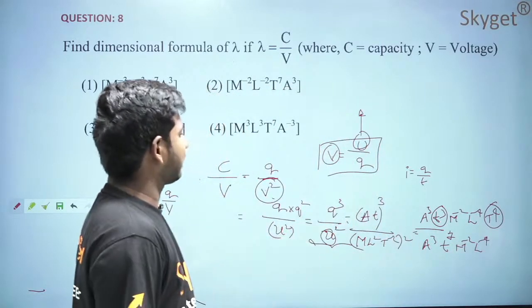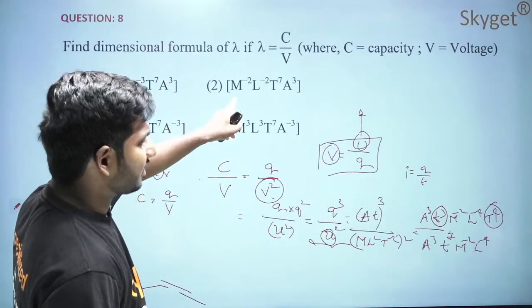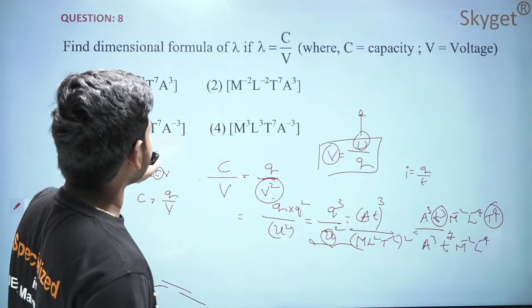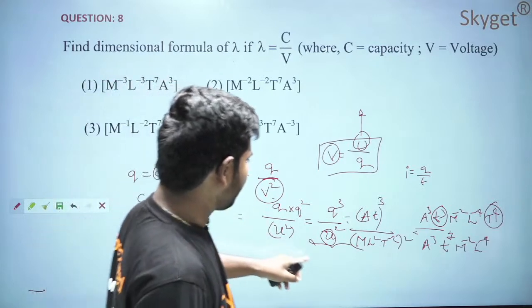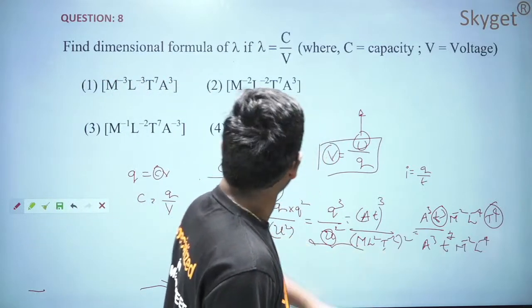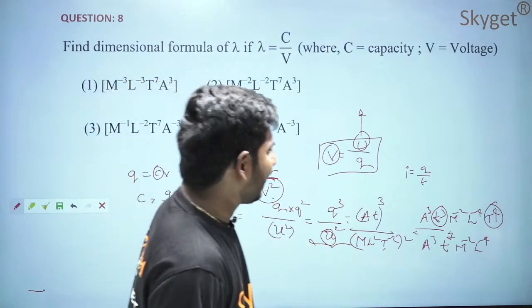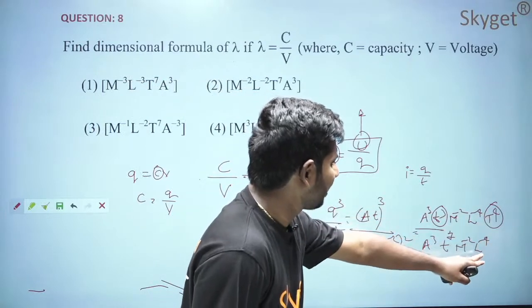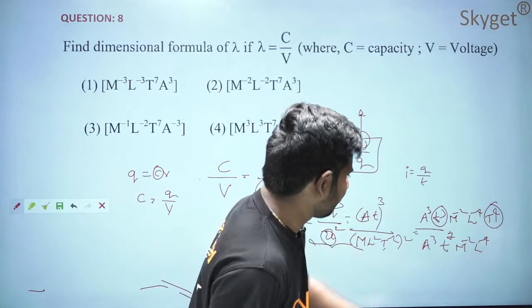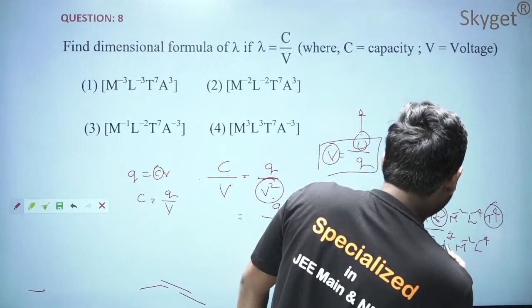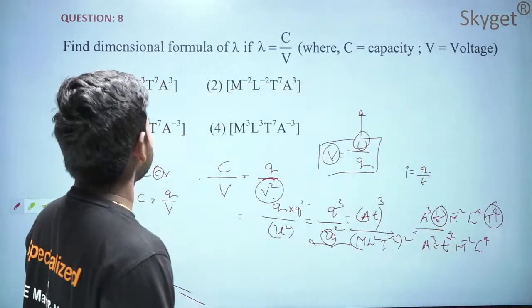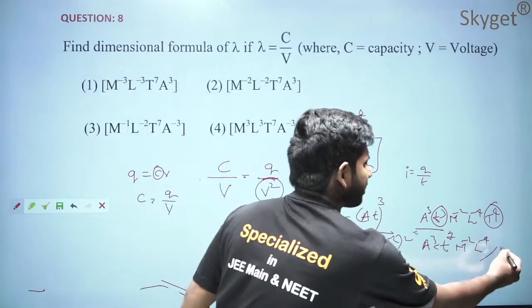So that is our dimension. If you compare M inverse 2 L inverse 4 T power 7 and A cube, that should be our answer here. This is the answer, students.